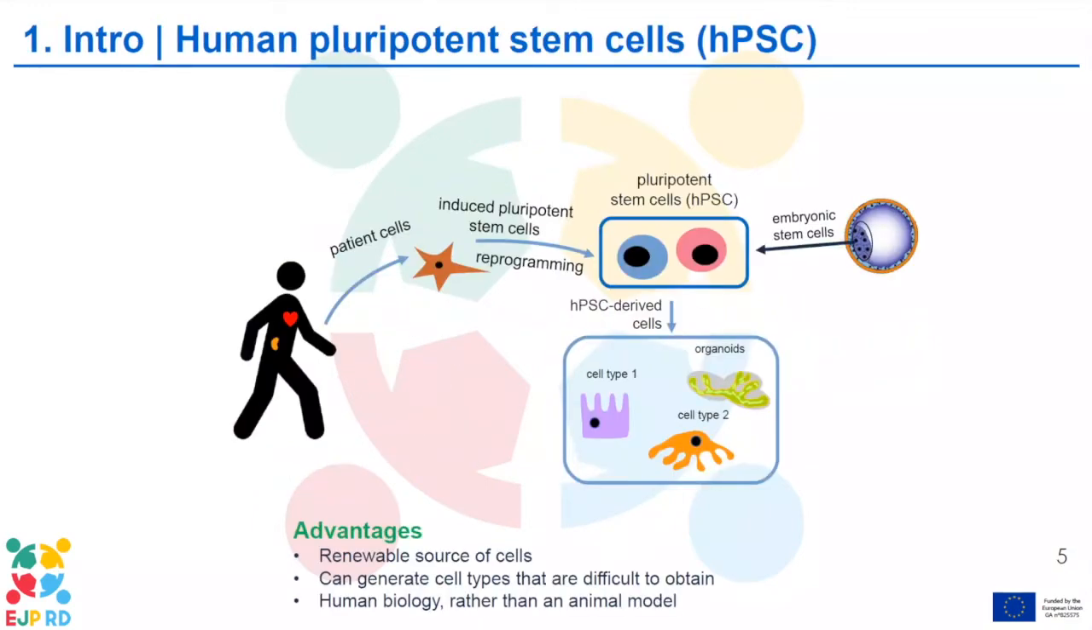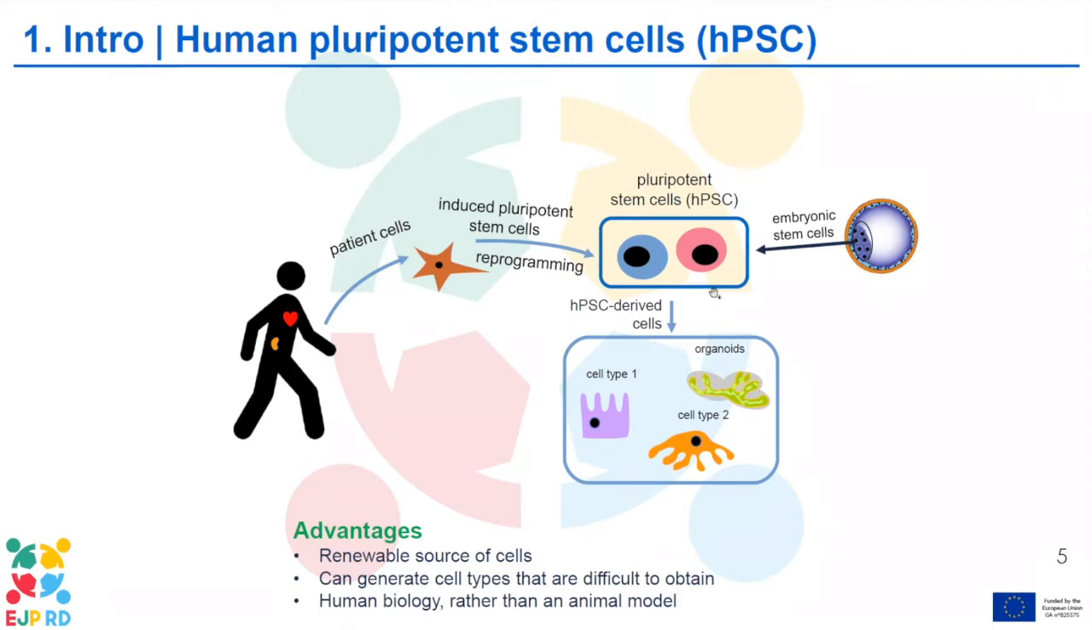Okay, so pluripotent stem cells are cells that can form almost all cell types in the body. Embryonic stem cells can be isolated from the inner cell mass of embryos, and induced pluripotent stem cells may be generated from somatic cell types, such as skin cells or blood cells, by a process called reprogramming. Reprogramming can be carried out by overexpressing the so-called Yamanaka factors, and these are transcription factors OCT4, SOX2, KLF4, and MYC.